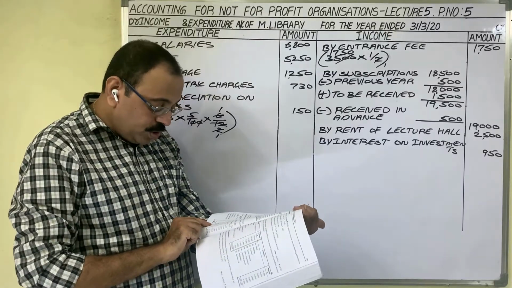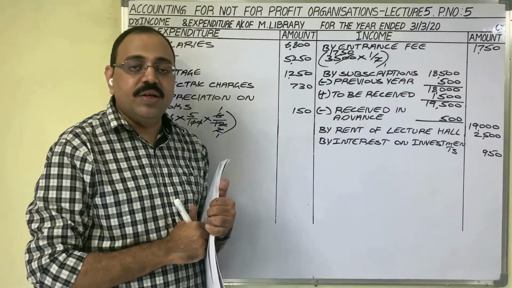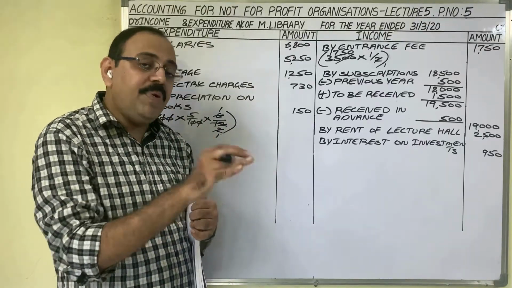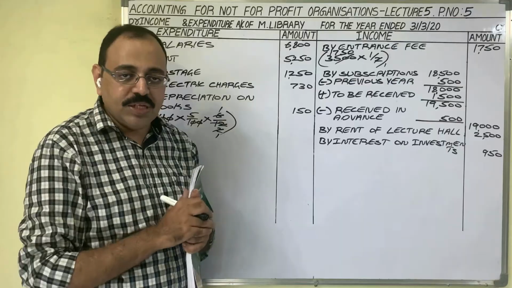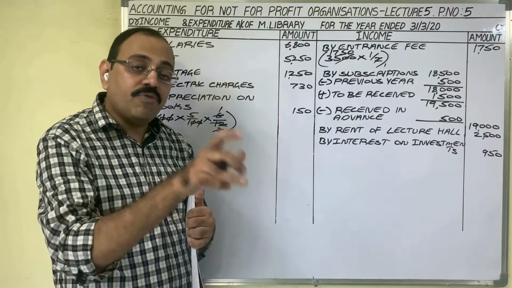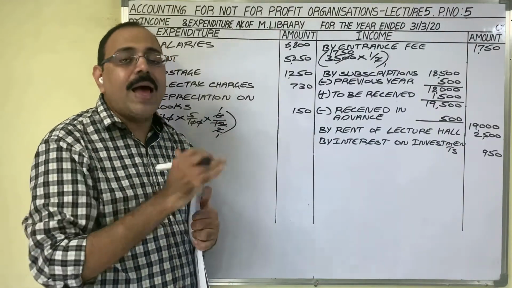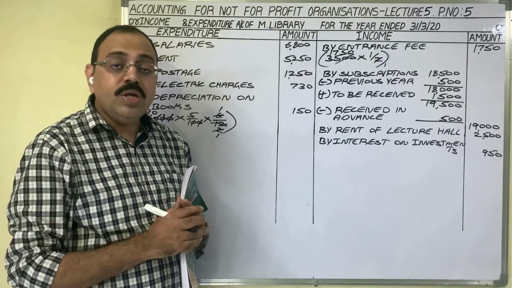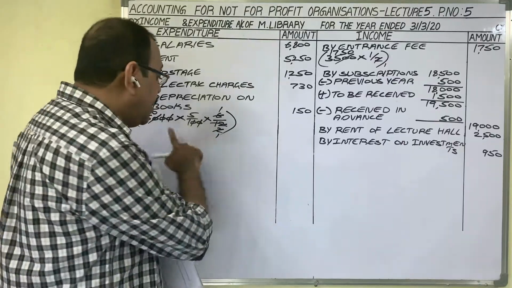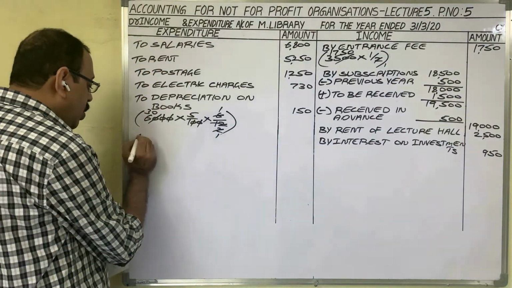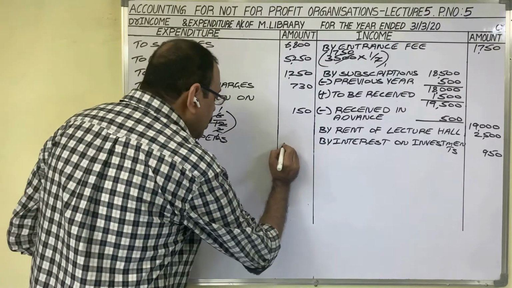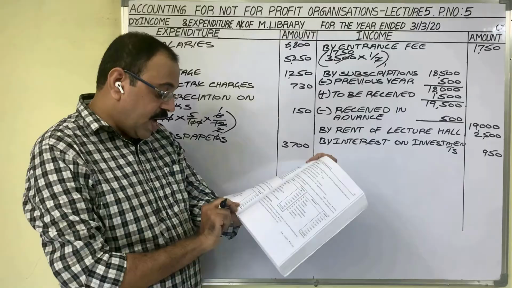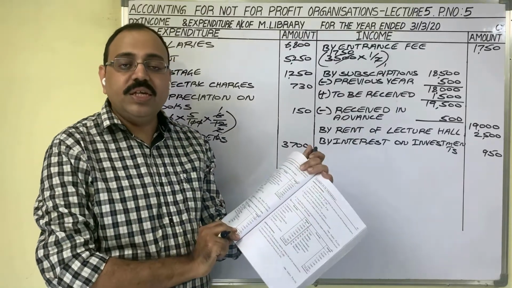Next, by newspapers 3,700. When a firm purchases books, we have to treat this as capital payment. Balance sheet item this is. But purchase of newspapers, purchase of magazines, this payment is to be treated as revenue payment, because regularly they buy. On expenditure side, we have to show that. To newspapers, 3,700 rupees. Next, last one, by balance carried down 2,720 is given.